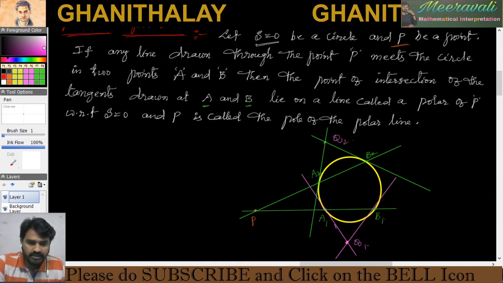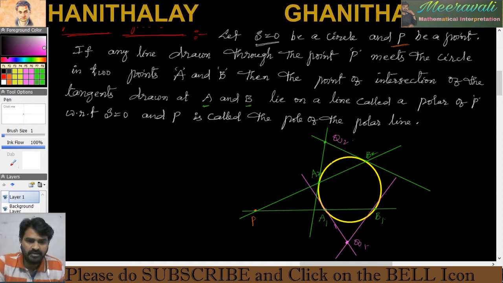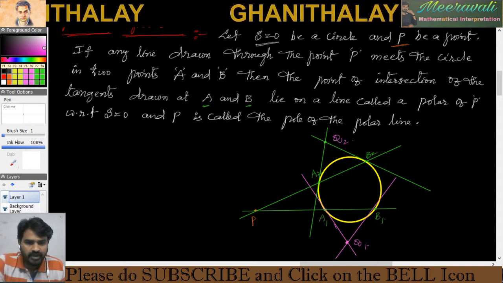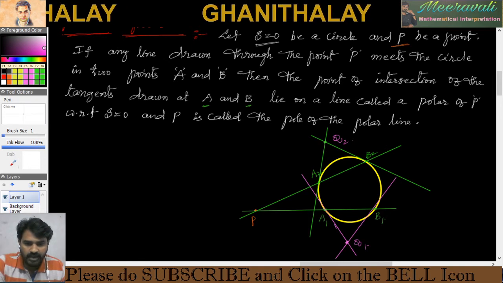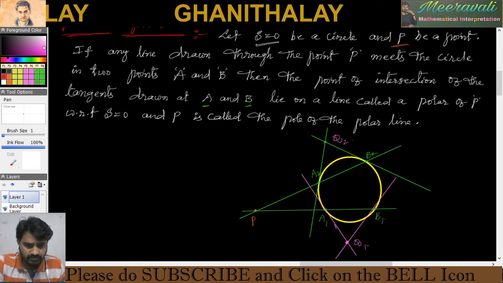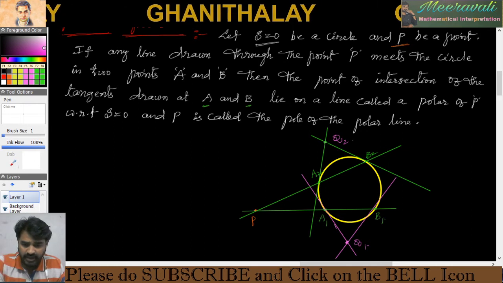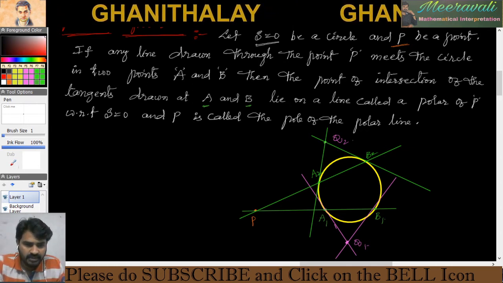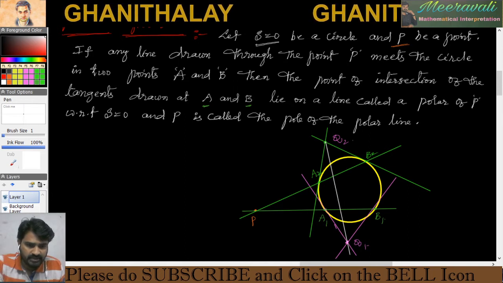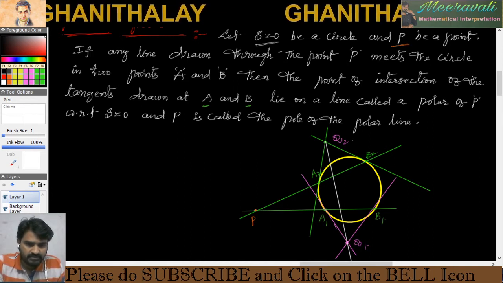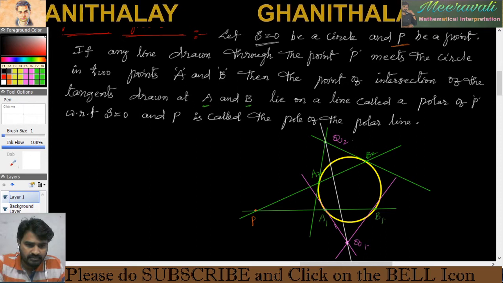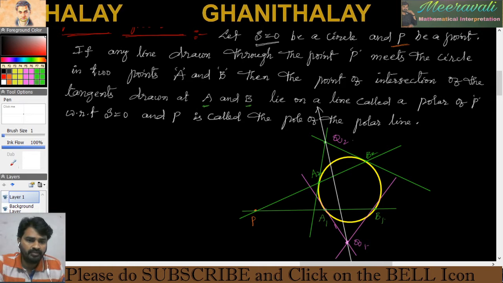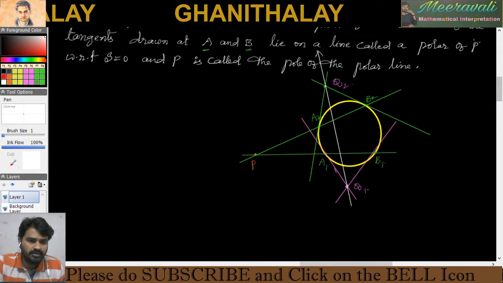If you join the points of intersection of the tangents for lines through the point P, that is, if you join Q1 and Q2, you will get a line like that. This line is called the polar of P. This is called the polar of P.